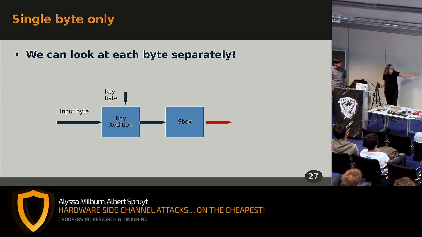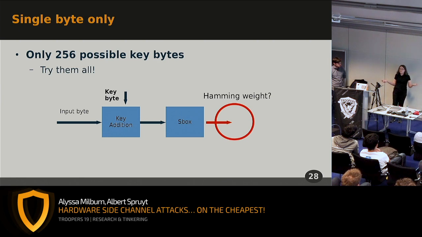And we know the input, and we can just guess the key. Because, okay, trying to guess the entire encryption key is crazy, but trying to guess one byte of an encryption key, there are only 256 different guesses. You can literally just try them all. A factor of 256 is not a big deal. And after the S box, what we're going to do is look at the Hamming weight of the output. And this works beautifully.